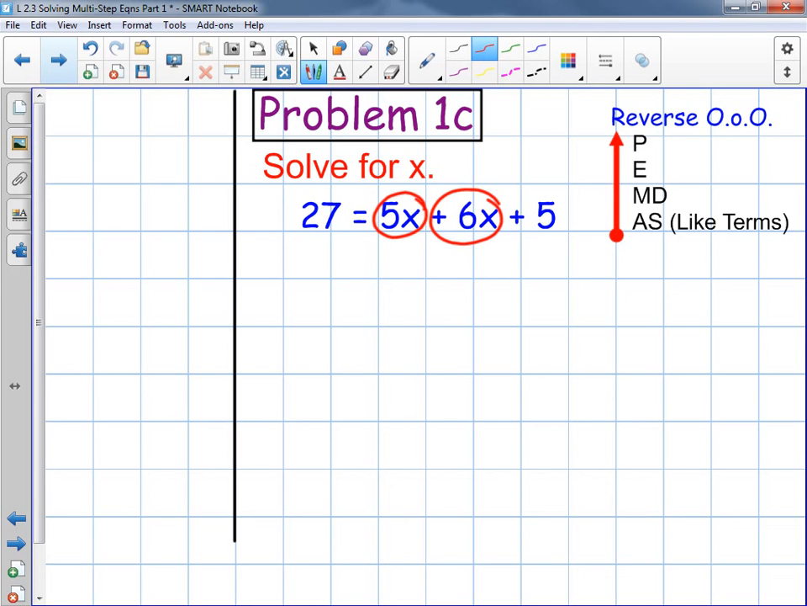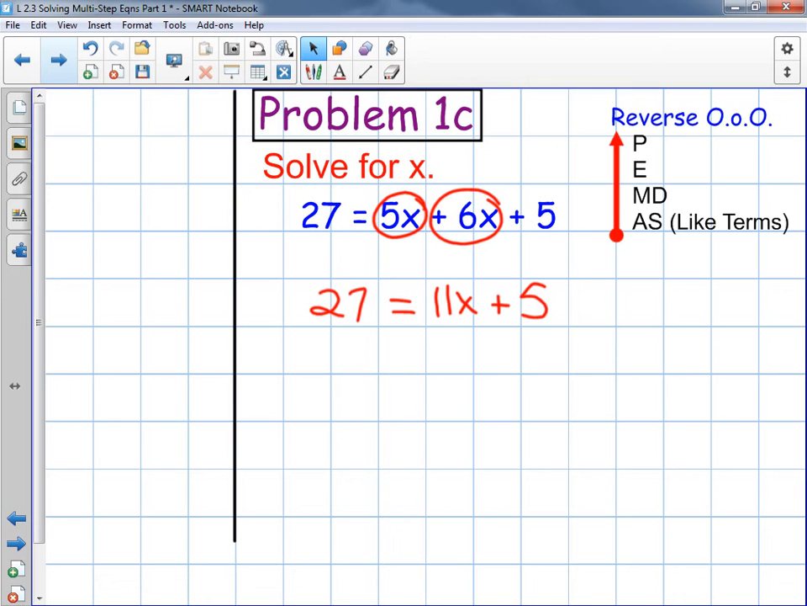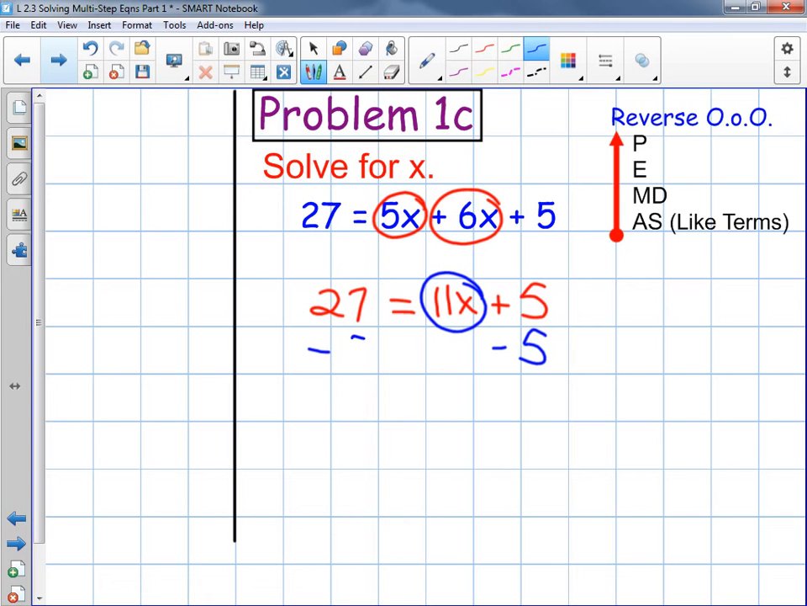These two terms both have an x in them, so 5x plus 6x makes 11x plus 5 equals 27. And now, once again, you've narrowed it from a multi-step down to a two-step equation. Find the variable. What's happening to the variable 11x is 5 is being added. So to get rid of plus 5, you subtract 5. What you do to one side, you do to the other side of the equation.